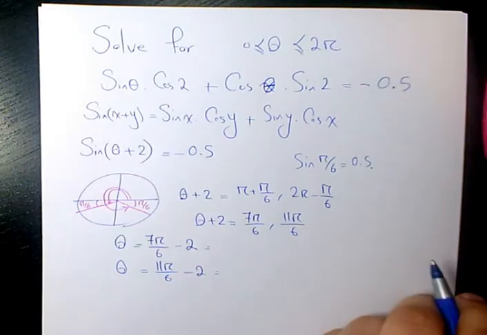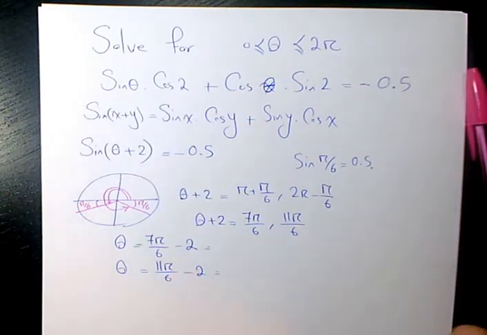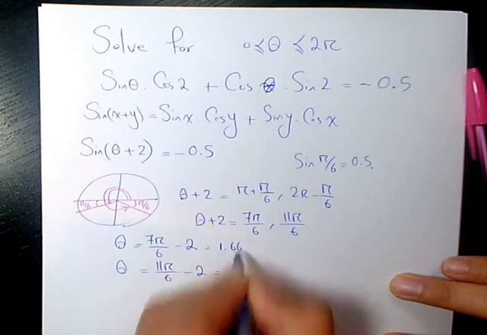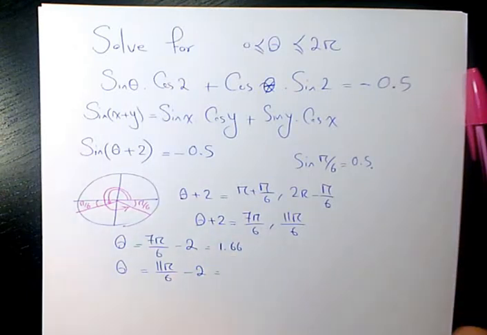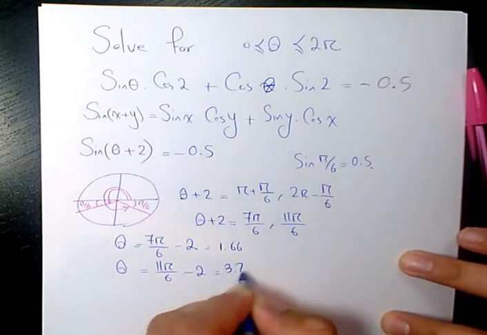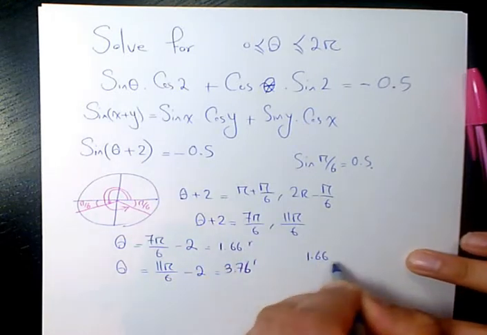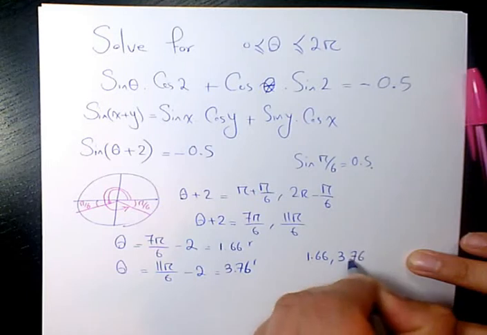So if I want to write in terms of decimals, it's going to be 7 times 3.14 divided by 6 minus 2. That will be 1.66. And the other one, 11 times 3.14 divided by 6 minus 2. That will be 3.76 radian. So these are the two answers in terms of radian.